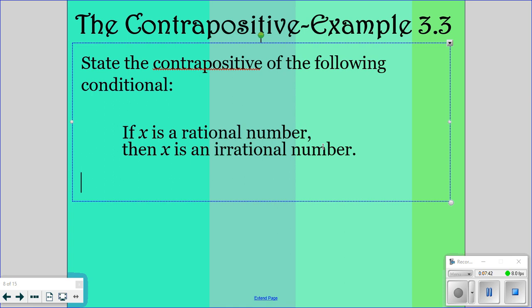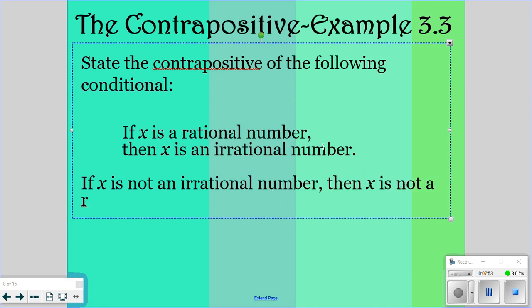Okay, so the contrapositive, you switch and negate. If x is not an irrational number, then x is not a rational number. And whether or not that statement is true doesn't matter. If it's a rational number, then it's an irrational number. It's either one or the other. It can't be both. So if it's not an irrational number, then it's not a rational number. That doesn't make sense. We learned that in lesson 1. But that's not important. What is important is just making the contrapositive.